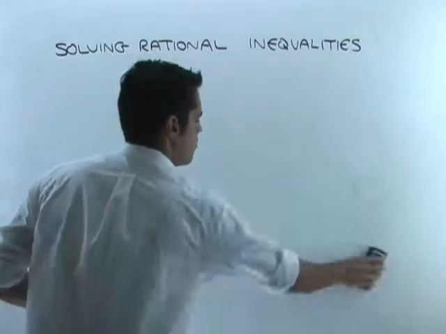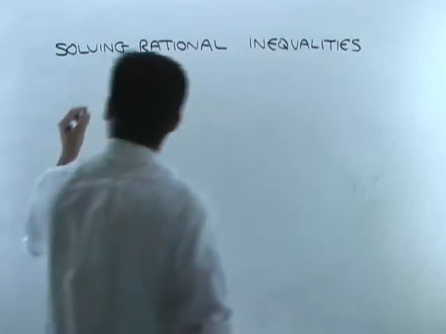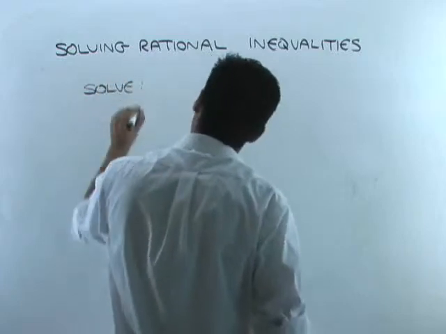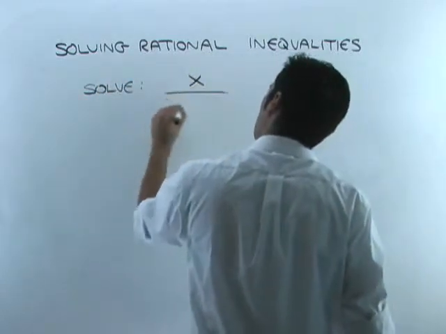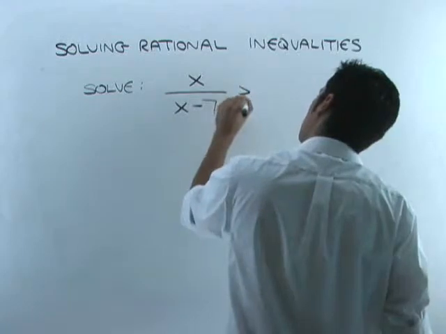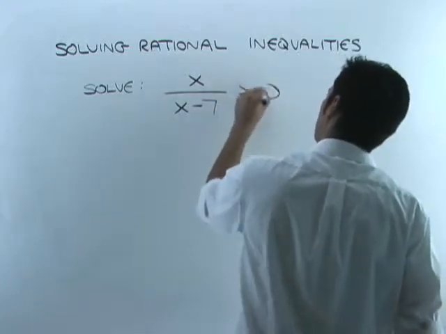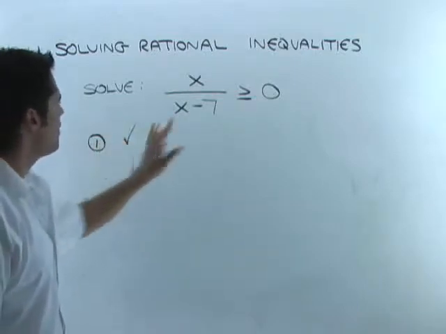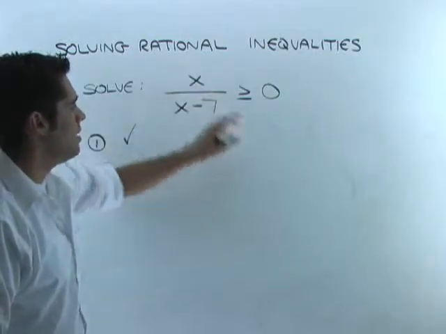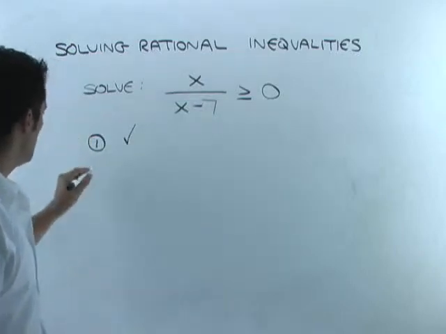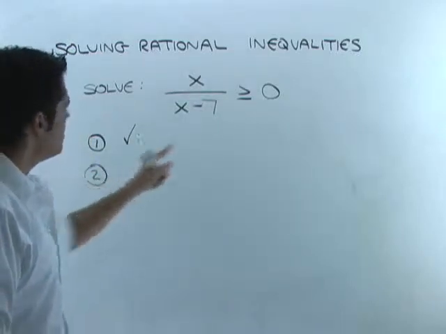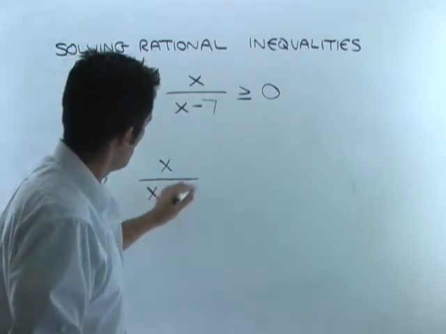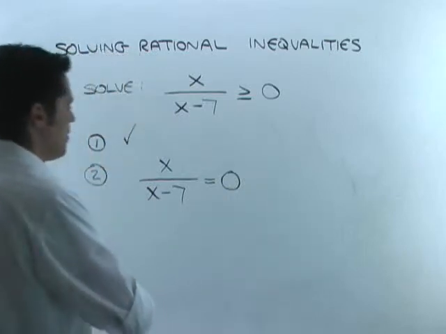And I'm going to start out with a real basic example here. Let's try and solve x over x minus 7 greater than or equal to 0. Okay, so step 1 is to isolate. Now we've already got this rational expression on one side and then the 0 on the other side. So we've got step 1. Step 2, we replace this inequality sign with an equal sign, and we solve the remaining equation.